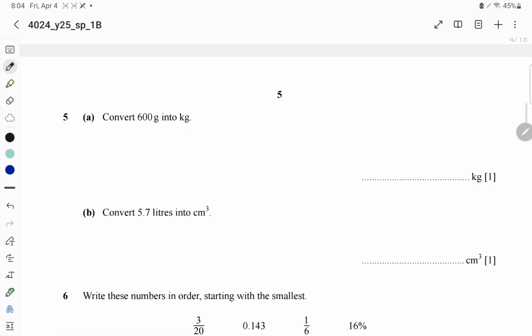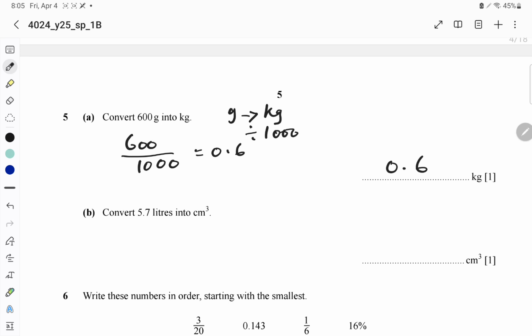Question number 5. Convert 600 grams into kg. We know that 1 kg is 1000 grams, so to change it to kg, we divide by 1000. Whenever we convert grams into kg, we divide by 1000. So 600 grams divided by 1000 will be equal to 0.6 kg. All right, so that was just for a 1 mark question.